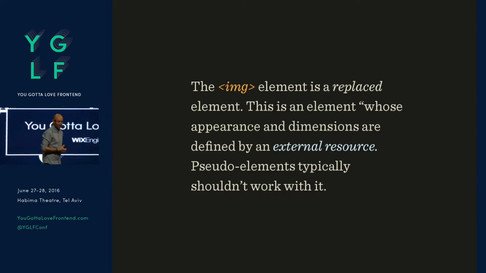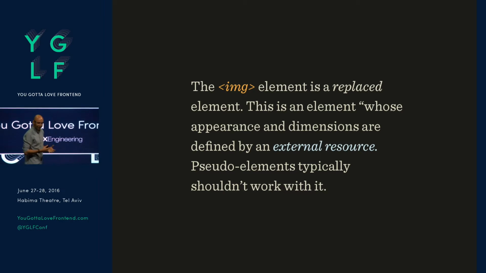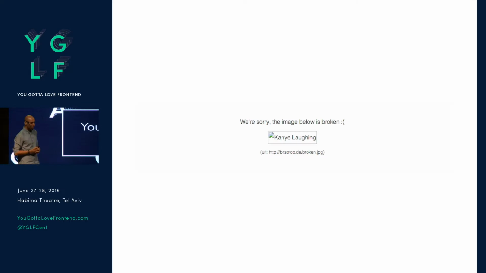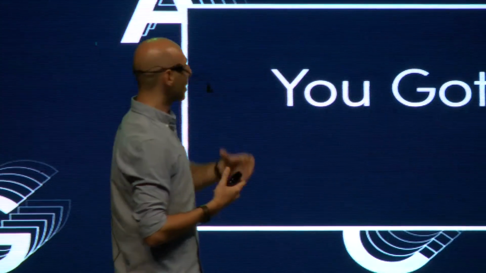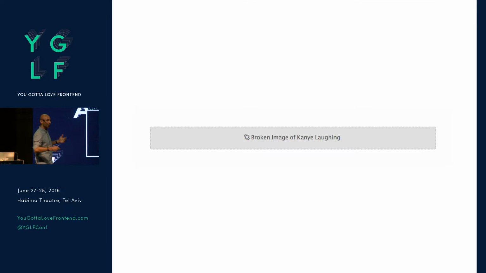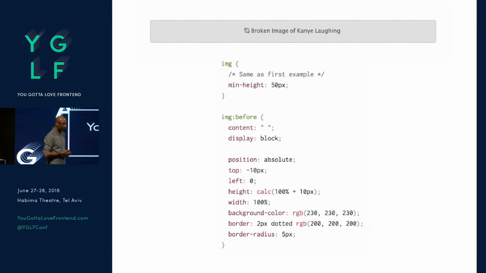Well, as it appears, the image element is a replaced element. This is an element whose appearance and dimensions are defined by an external resource. So pseudo-elements typically shouldn't work with it unless the image is broken. If the image is broken, you can totally apply before and after pseudo-elements. So you can add some text before or after it, or you can style the entire thing, you can add some background to it, you can add icons to it, and so on and so forth, just by adding before and after on image, and it's going to be applied only if the image is broken.